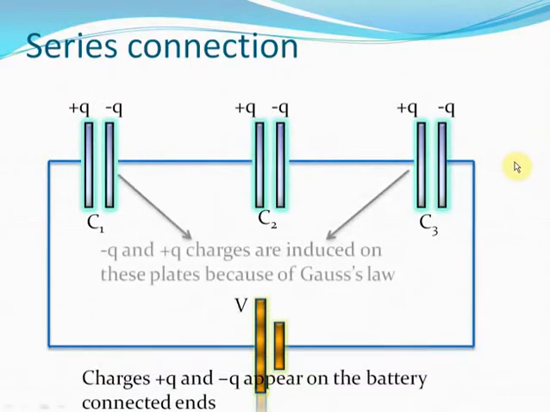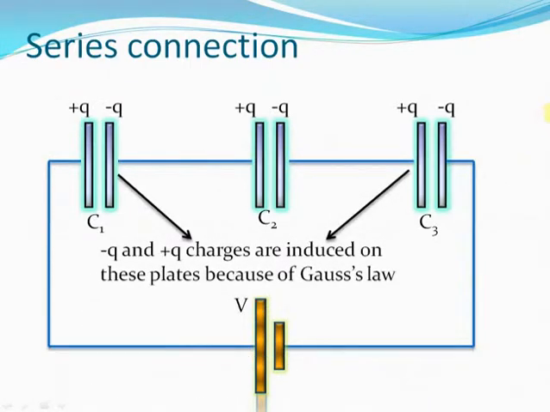Now minus Q and plus Q charges will be induced on the plates which are just next to the extreme plates. So for example, this plate and this plate are the plates connected to the battery. We just saw that these plates acquired a charge plus Q and minus Q. Now if this plate acquires a charge plus Q, this plate will acquire an induced charge minus Q, because of Gauss's law. And if this plate acquires a charge minus Q, this plate will acquire a charge plus Q because of Gauss's law.